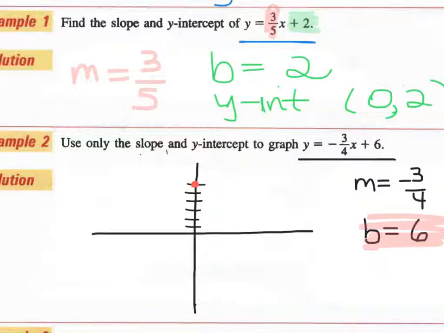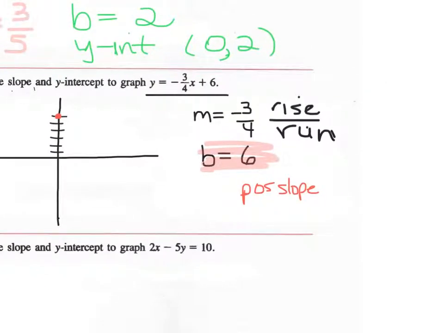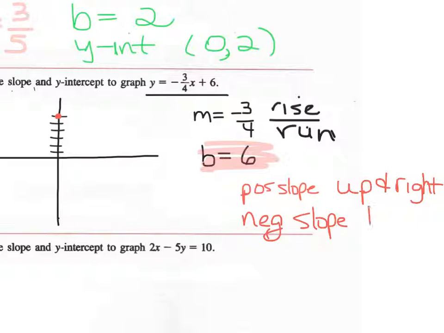Now, notice it's a negative slope. Whenever I graph using slope-intercept form, I always like to go to the right. The top number, I'm always going to go up, or down if it's negative. So if it's a positive slope, when I graph, I'm going to go up and right. If it's a negative slope, I'm going to go down and right.